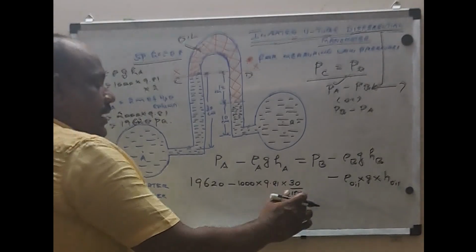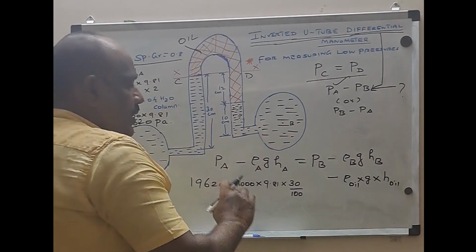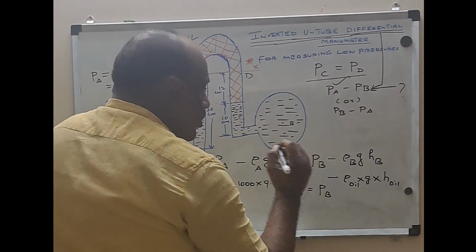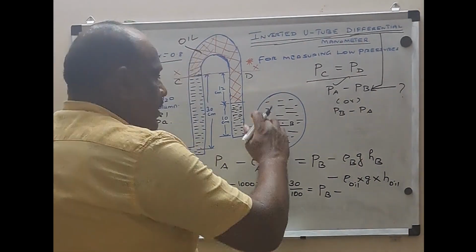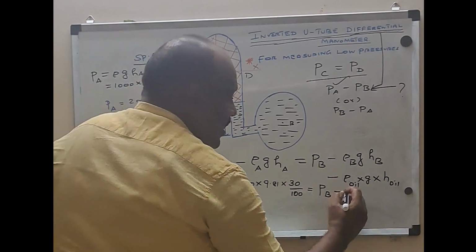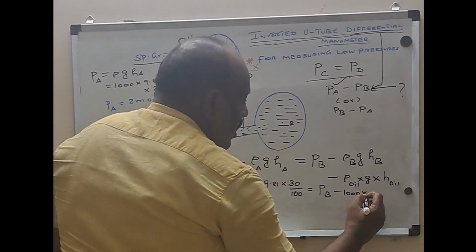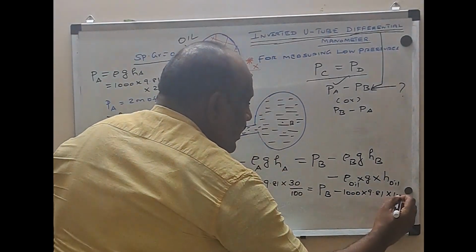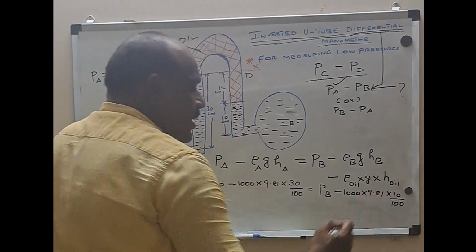So 30 by 100 will give me my height in meters, which is equal to PB. I don't know, that only I am going to find out. Minus, what is rho B? That is also water only. If this is another fluid, you have to substitute the density. That's it. So it is 1000 into 9.81 into HB. Once again, don't put 10 alone. 10 centimeter, so convert it to meter, divided by 100.